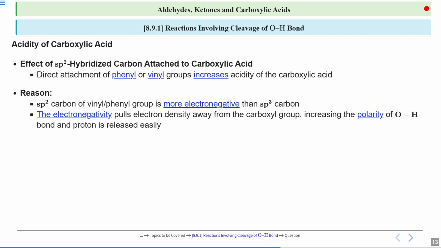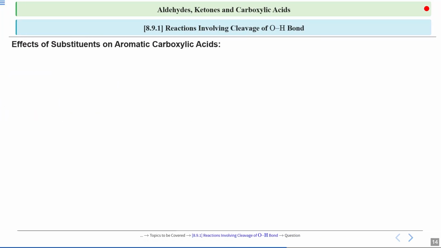Because it is more electronegative, it pulls the electron density away from the carboxyl group. If it is pulling the electron density, it will increase the polarity of the OH bond. And if the polarity of the OH bond is increased, then it is easier to release a proton. The proton can be released easily. That is why if a phenyl or vinyl group is directly attached to a carboxylic acid, it will increase its acidity.